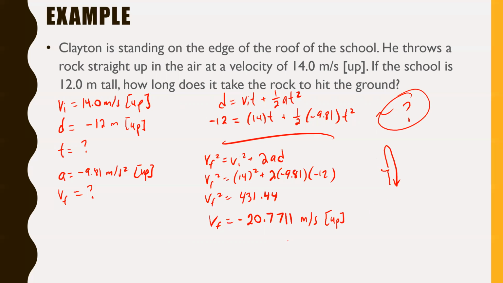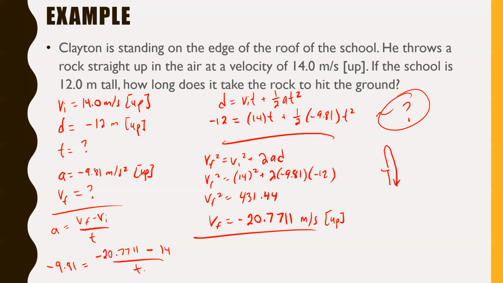Anyway, now that we have this final velocity, I can now find my time by using a different equation altogether. I think the different equation that we'll want to use is the one that we actually used on that last slide. A equals VF minus VI over T. Throw your numbers in there. We have negative 9.81 equals negative 20.7711 minus 14 all over time.